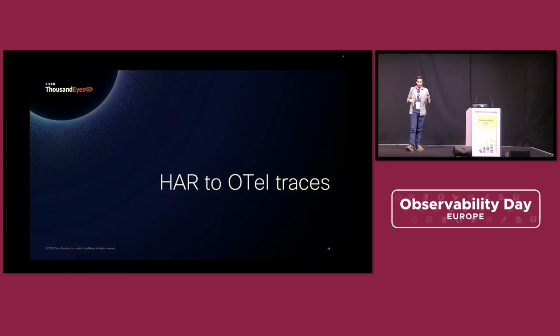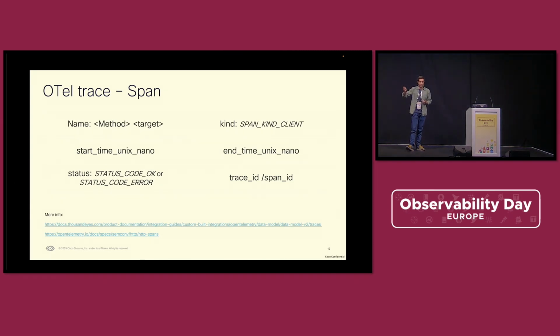This is the process that we are doing now. In a HAR, you're going to find several requests. Each of those requests is going to be converted into a span of our trace. And each of those spans is going to have the following fields. The name is going to contain the method of that request and the target that we are hitting. Also, we are always going to have the kind client, because we are calling a server. We are calling a web page, so we are a client. We're also going to have the start time and end time, and also the status. So if there is any error, it's going to be a status error. If not, OK. And then we're going to have the trace ID and span ID that we auto-generate by ourselves.